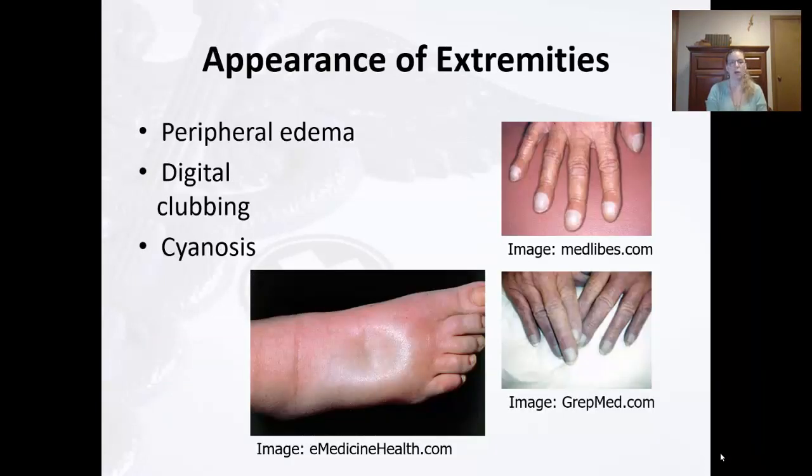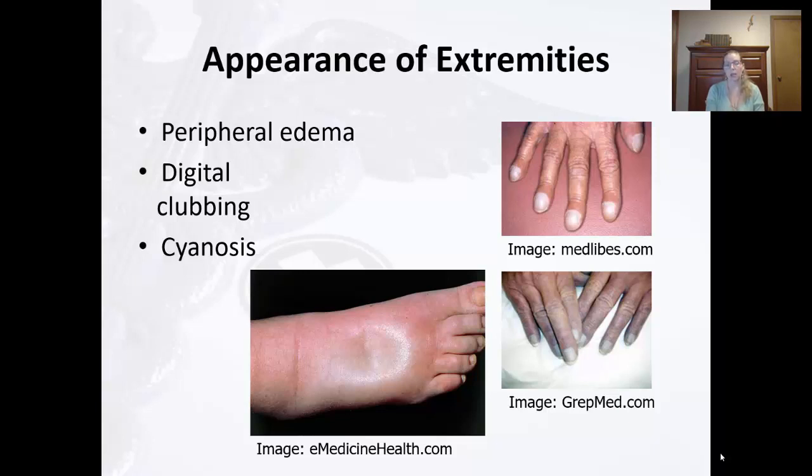All right, appearance of the extremities. When we're looking at the extremities, we want to pay attention to peripheral edema, and you can measure peripheral edema using the pitting edema scale. So remember, in this scale, a 1+ means that the skin pits, but it's only a 2 millimeter depression and it immediately rebounds. In a 2+, again, you see the skin pitting and it's about a 4 millimeter depression, and now it takes up to 15 seconds for the skin to rebound.